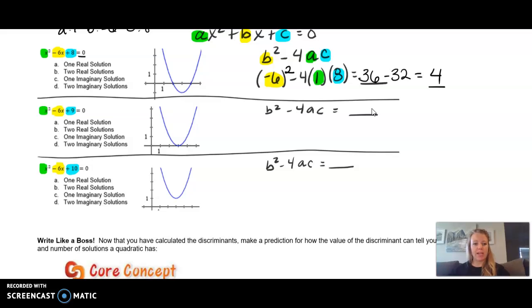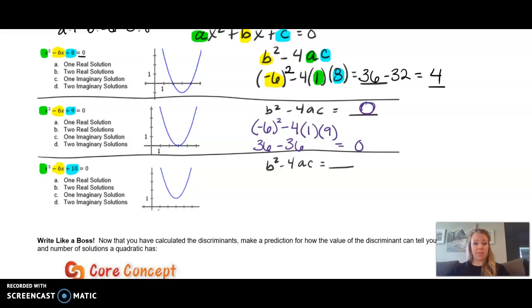On the second one, I have b squared minus 4ac. Well, b in this case is -6 again, so -6 squared minus 4 times a, which is 1 again, and c this time is 9. So when I do the math here, I get 36 minus 4 times 9, which is also 36. So here I get equals to 0.